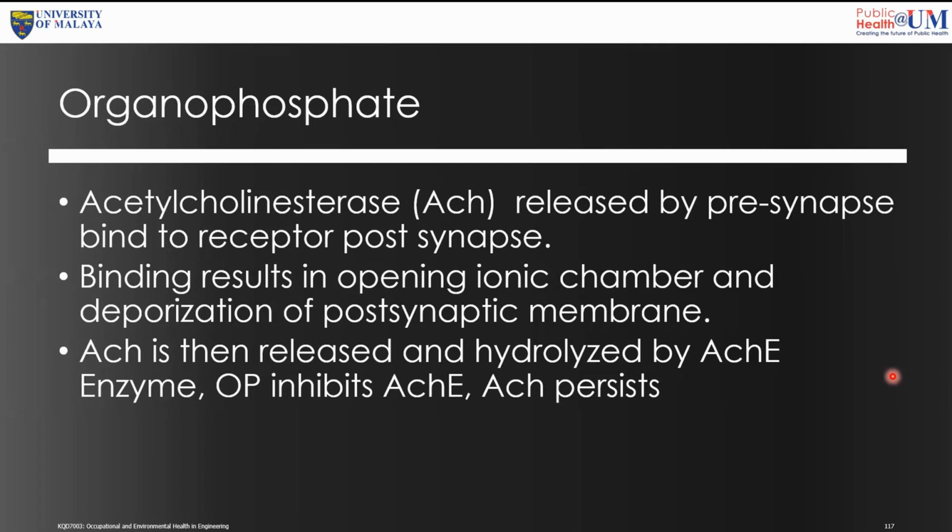Acetylcholine is then released and hydrolyzed by acetylcholinesterase. So organophosphates actually inhibit acetylcholinesterase, and that's why your acetylcholine persists. So for people who are exposed to organophosphate, the first thing you have to do is ensure that before exposure you take the acetylcholinesterase level in the body. Then you want to see whether there is an increased or decreased level after exposure, because you want to see whether there is an effect of organophosphate that inhibits acetylcholinesterase.